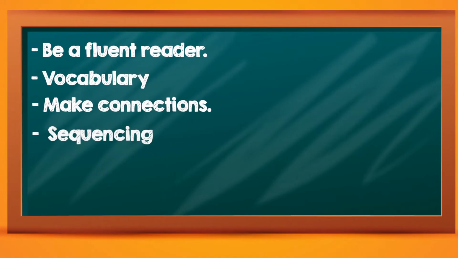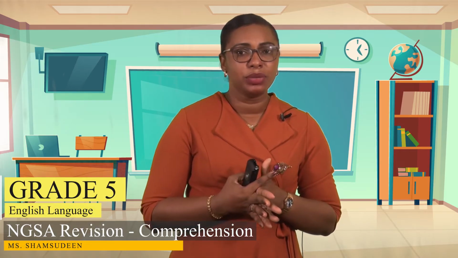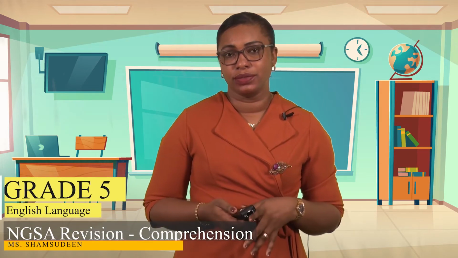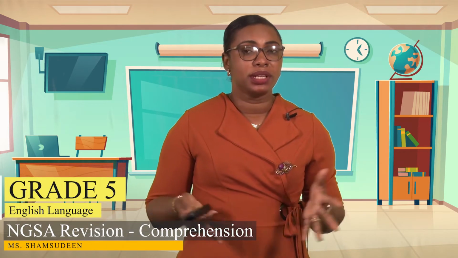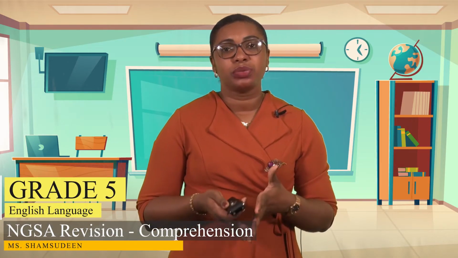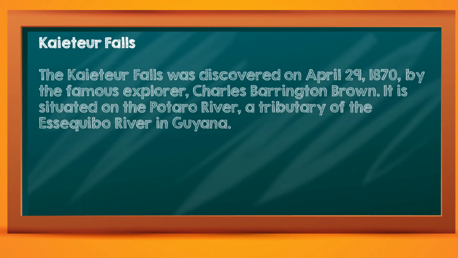Sequencing. Now, sequencing is where you put the events of the text in order. So, when you're responding to questions, sequencing can also help you in terms of finding where the information was directly. Drawing conclusions, or we say inferencing. This is where you make your own conclusion on information given. Now, if you are needed to do something like this, the question will say that specifically. But most times, the questions that you are given, the answers are presented in the text that is presented to you. Now let's look at this text and see if we can answer some questions on same.